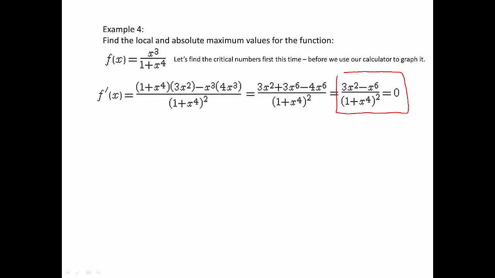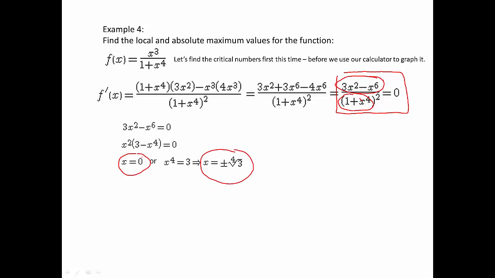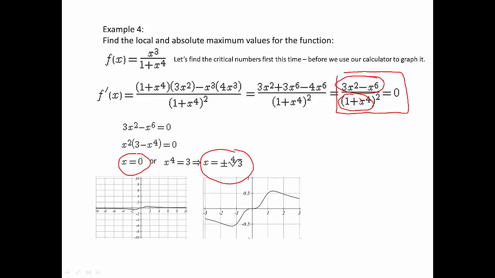We're not going to have the same possibility in terms of maybe the denominator being 0, because this is already always positive. So all we really care about is where the derivative is 0. So let's go ahead and solve the numerator equaling 0. And you actually get 3 answers: 0 and plus or minus the 4th root of 3. Now when we do finally look at the graph, you can see what it looks like a little bit, but it's pretty darn short. So let's zoom in a bit, and you can see that the negative 4th root of 3 gives you a minimum. The positive 4th root of 3 gives you a maximum.